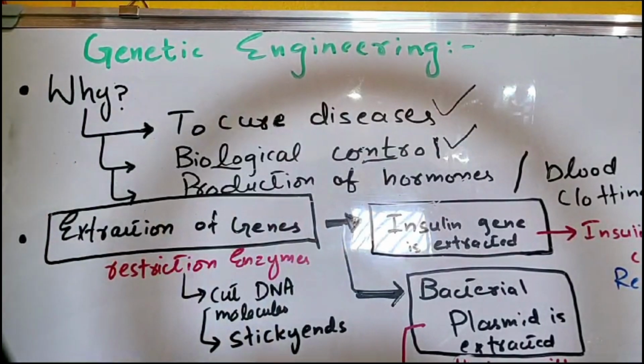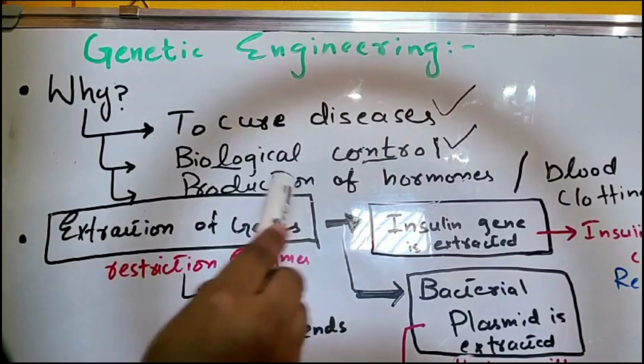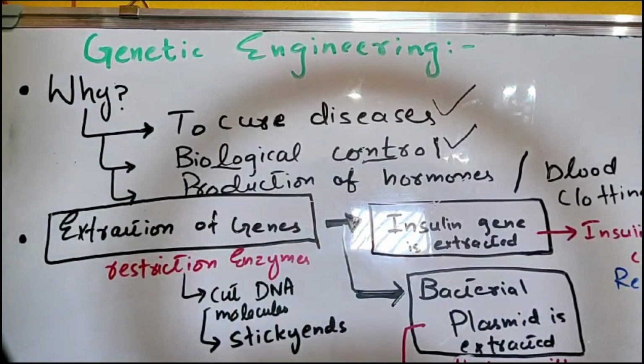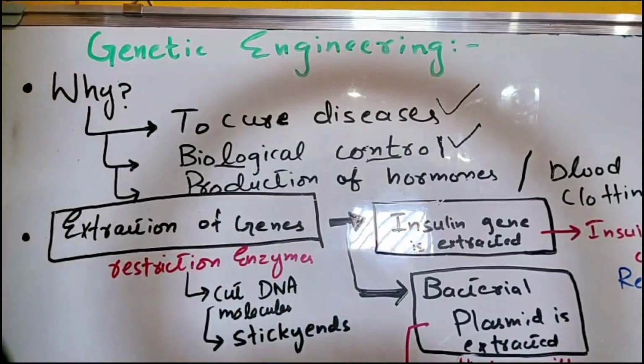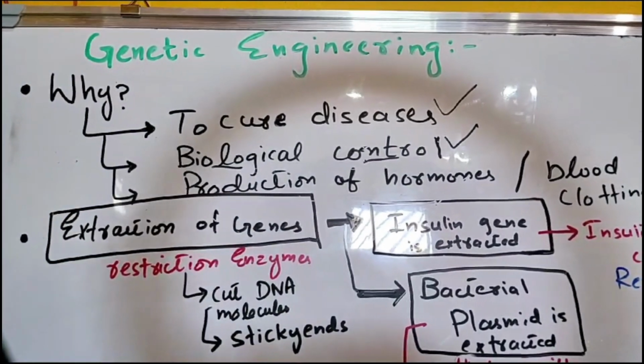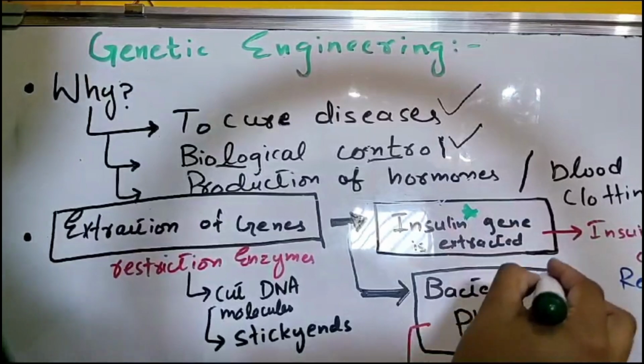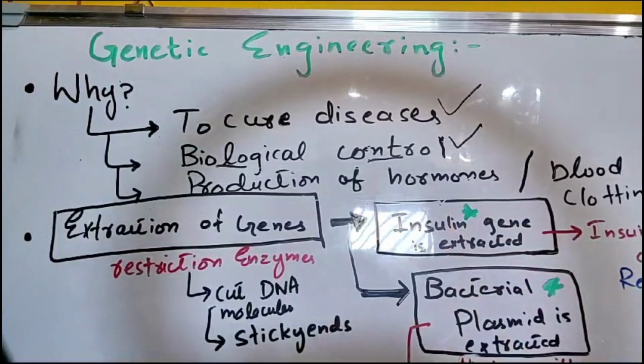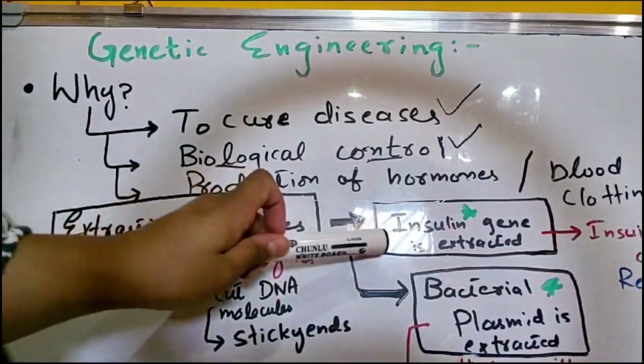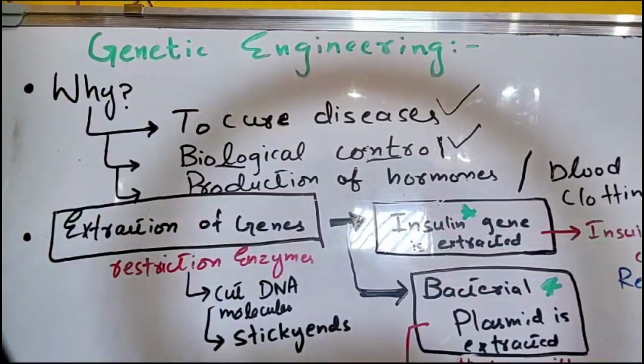So first of all, what is done? Extraction of genes. You need to extract two genes: the insulin gene and a bacterial plasmid. First of all, you need to remember that the insulin gene is extracted from the human genes, separately, and from the bacteria, the plasmid is extracted.